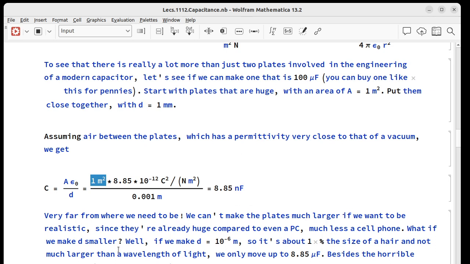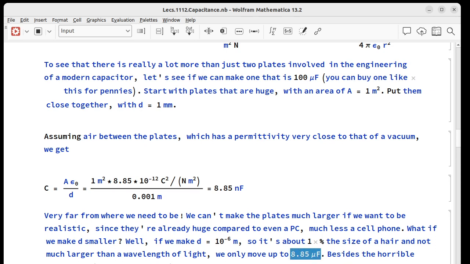Now, we can't make the plates much bigger. We're already far from realistic since these plates are giant compared to even a PC, much less a cell phone. We could make the capacitance larger by making d smaller, but let's say we make d as small as 10 to the negative 6 meters. That's about 1% the size of a hair. So a hair won't fit between these parallel plates. It's only a little bit longer than the wavelength of visible light. That still doesn't even get us to 10 microfarads.